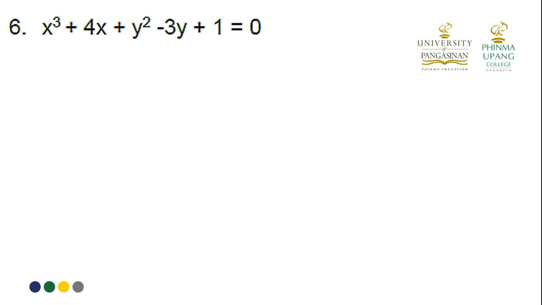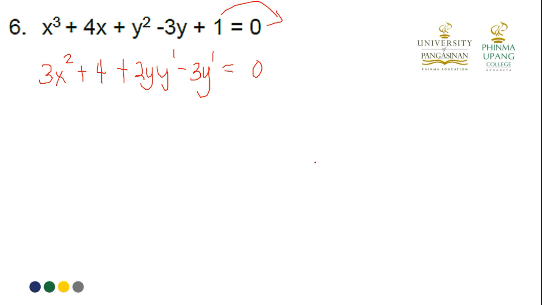So, we have x cubed plus 4x plus y squared minus 3y plus 1. Sagutin natin. X cubed magiging 3x squared. Yung 1, di ko na papahabain yung solution ko. Basta pag may constant, ilagay nyo palaging nasa labas yung constant, ha? I-0 ko na yan. So, 3x squared plus 4 plus 2y y prime minus 3y prime is equal to 0.